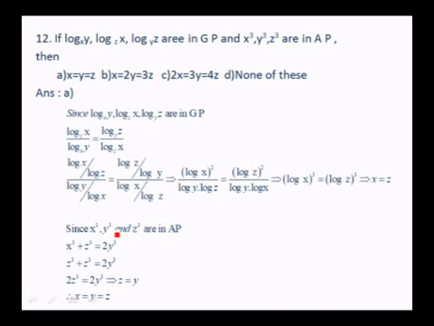Since x cube, y cube, z cube are also given to be in AP, x cube plus z cube is 2y cube, but you know that x is equal to z, so z cube plus z cube is equal to 2y cube, or 2z cube is 2y cube, or z equals y, so that x equals y equals z. The option is A. So you obtain x equals y equals z.